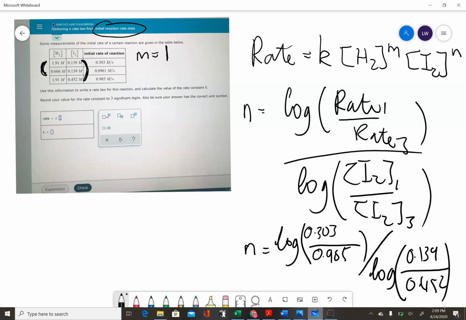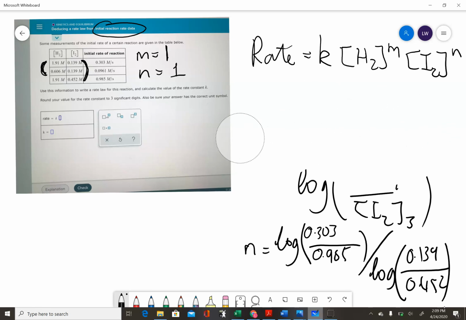Okay, so log of 0.303 divided by 0.985, close parentheses, divided by log of 0.139 over 0.452, close parentheses, and I ended up getting 0.9997, so it's also first order in I2. So I can go on now and use this information to get the rate constant, which is what I'm being asked to enter here.